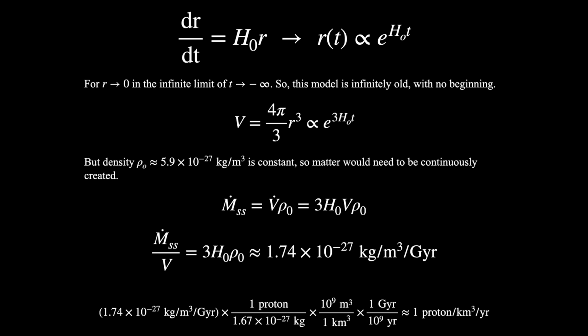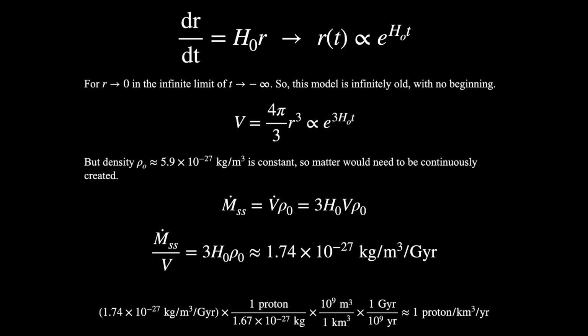So if we then say how much matter must be created per unit time, per unit volume, we get 3 times the Hubble constant times the density that we see today. And that's equivalent to about 1.74 times 10 to the minus 27th kilograms per cubic meter per gigayear, or per billion years. So that's a very tiny number. Can we make that relate to something? Sure. One proton is worth 1.67 times 10 to the minus 27th kilograms. That's the mass of one proton.